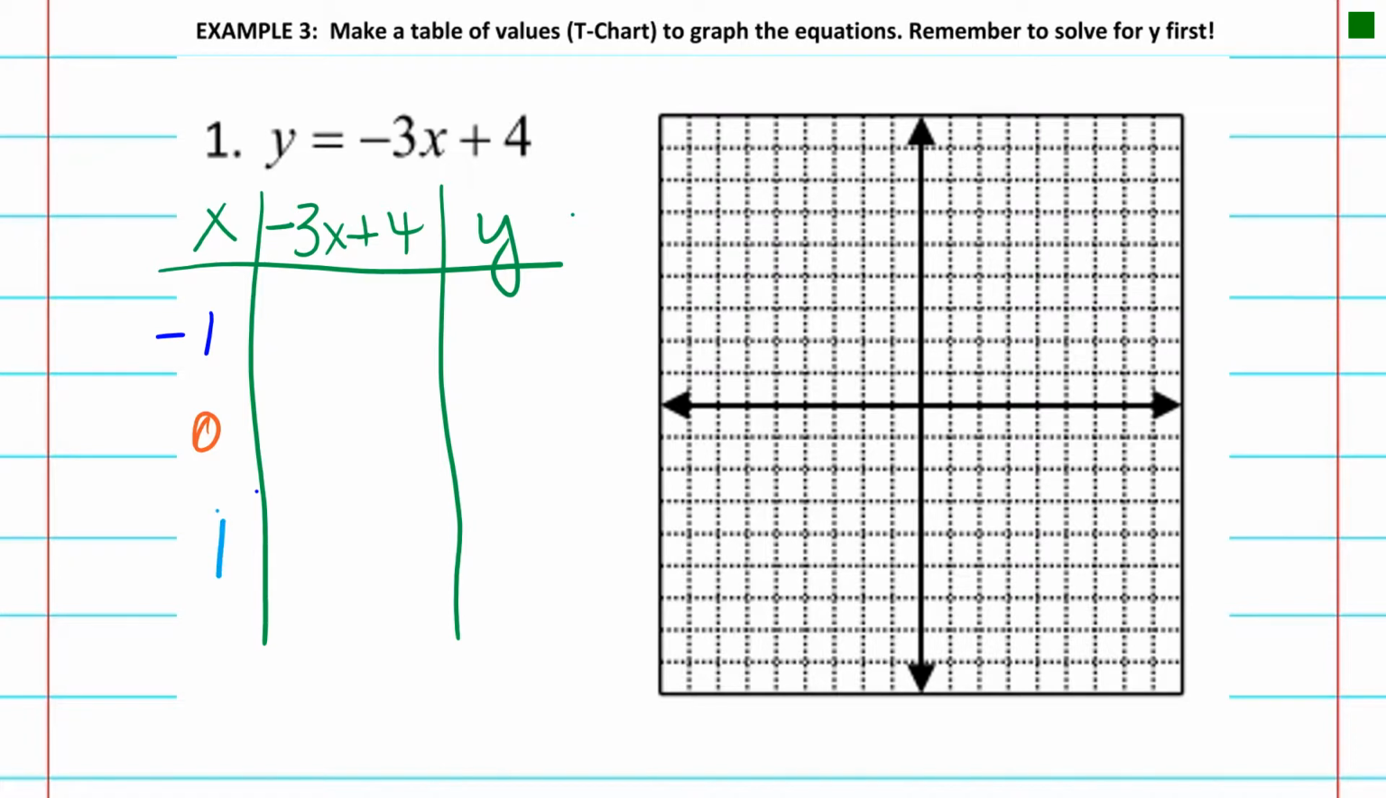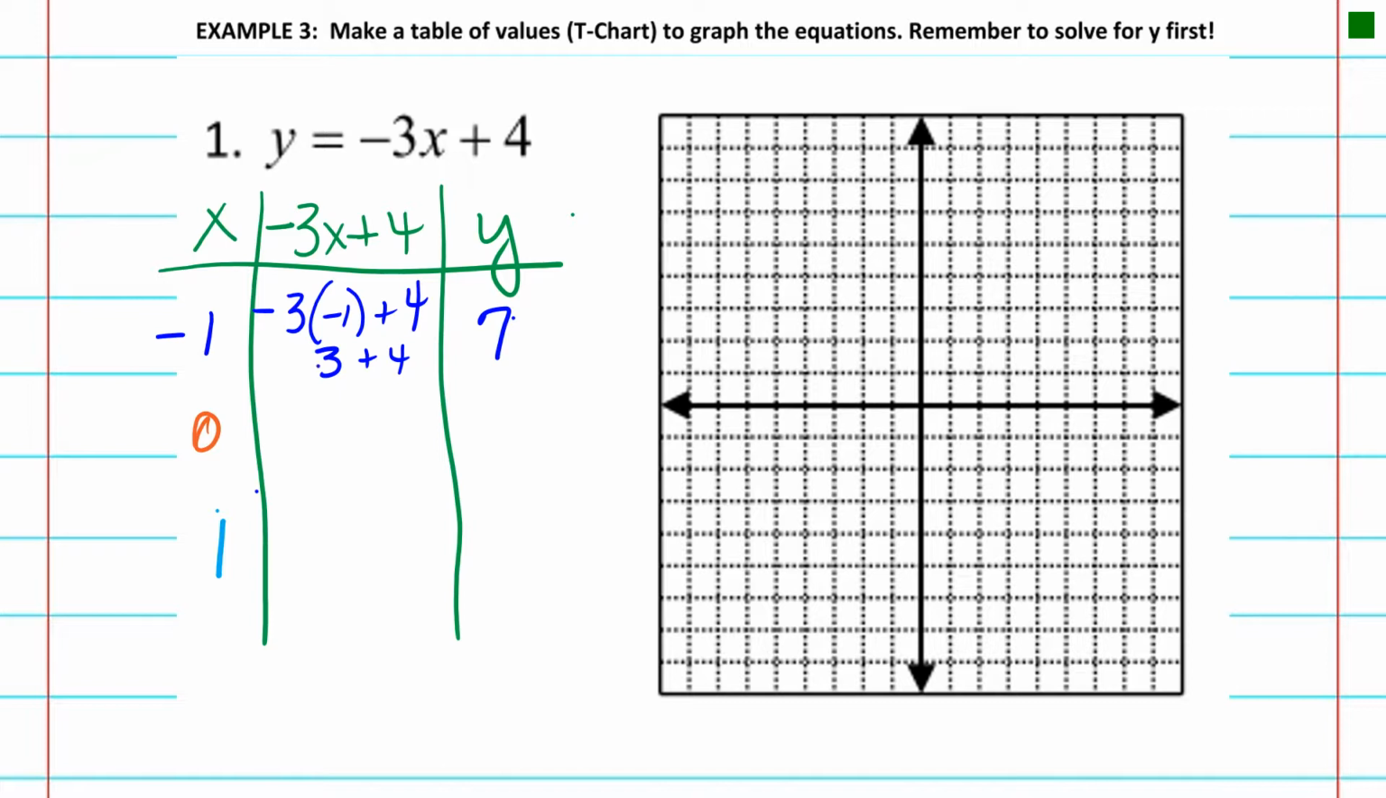All right, so starting with negative 1. I'm going to take my equation and take out the x and replace it with a negative 1. And negative 1 times negative 3 is positive 3 plus 4 gives me 7. Okay? Moving on. Now I'm going to replace the x with a 0.